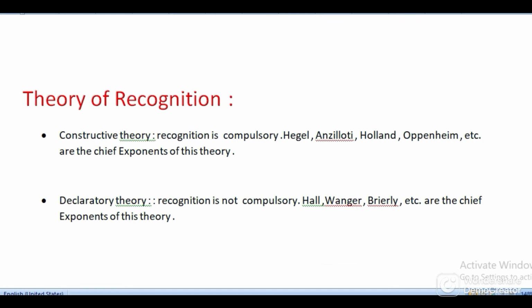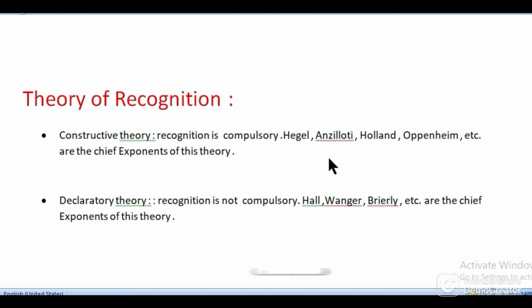According to constitutive theory, recognition is compulsory. Without recognition, a state cannot exist. Similarly, without recognition, a government cannot get validity. Only by recognition does a government get the ability to rule the concerned state. Hegel, Anzilotti, Holland and Oppenheim are the chief advocates of this theory. And then let's see the declaratory theory of recognition.